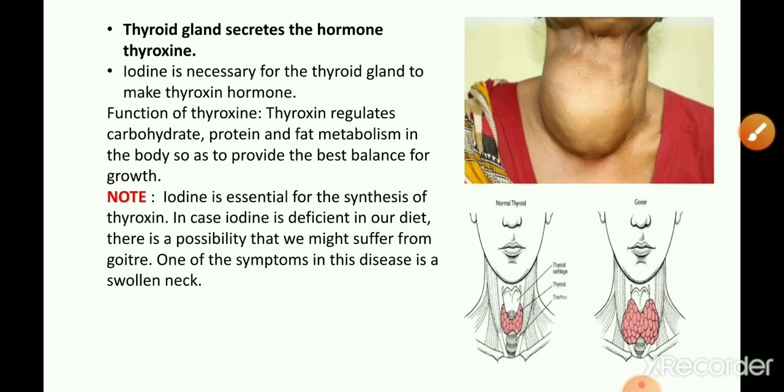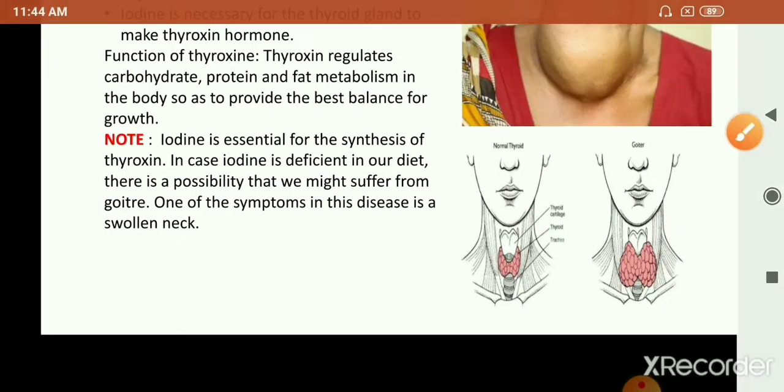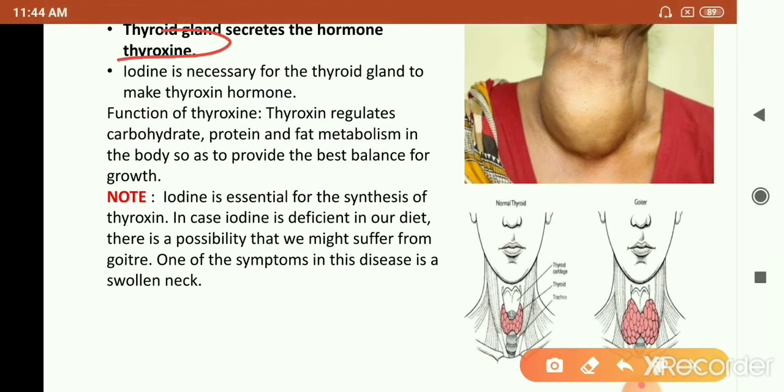Now moving on to the next gland, located in your throat, an endocrine gland called the thyroid gland. This thyroid gland releases a hormone called thyroxine. Thyroxine is an iodine-containing hormone, and so iodine is necessary. You have heard on television and read in many books that one should take iodized salt. Why? Because this iodine is required for secretion of thyroxine. Thyroxine regulates the carbohydrate, protein, and fat metabolism in the body, which is required for balanced growth.